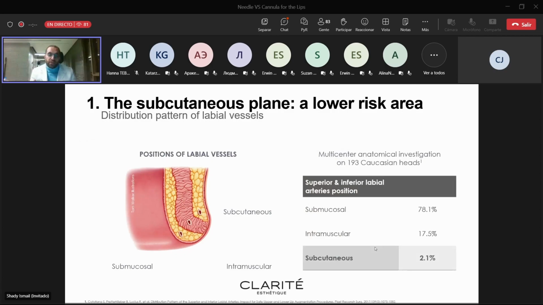If we look at this study by Kutfana et al. in the Plastic and Reconstructive Surgery journal, we can see that there's a lot of variation. In 78.1% it's submucosal, so this is the most common area where the artery is. Intramuscular, it's 17.5%, but only in 2.1% of the population it's subcutaneous. That means this is the safest and least risky area. So where to inject? Inject in the less risky area, which is superficial. As long as you are superficial, using the proper product to inject superficially, using the safer tool, you are safe.